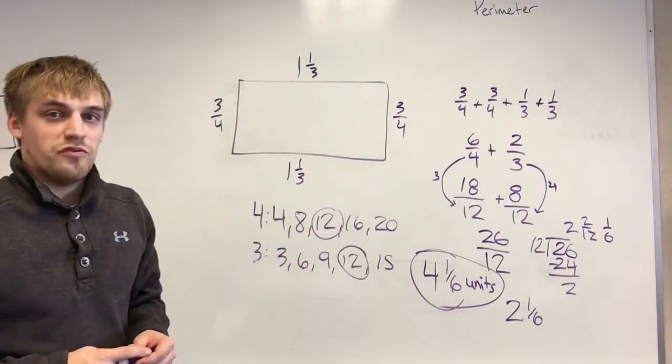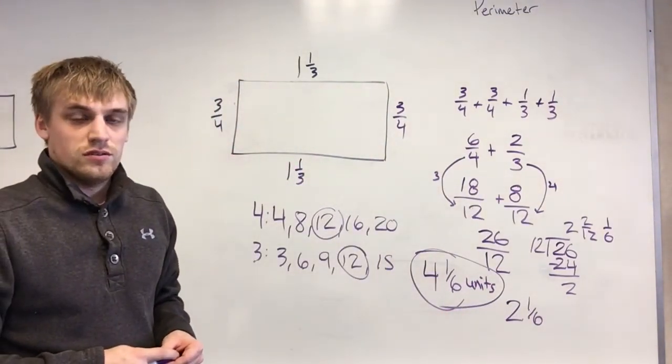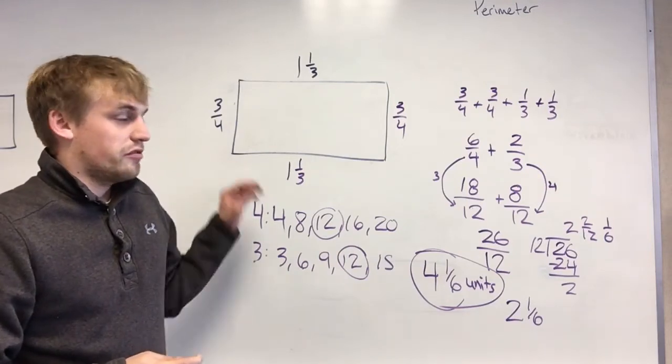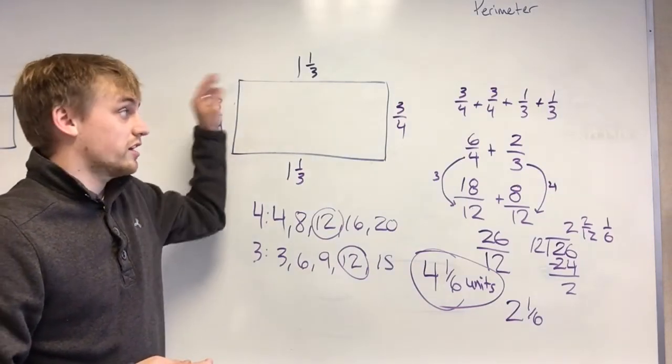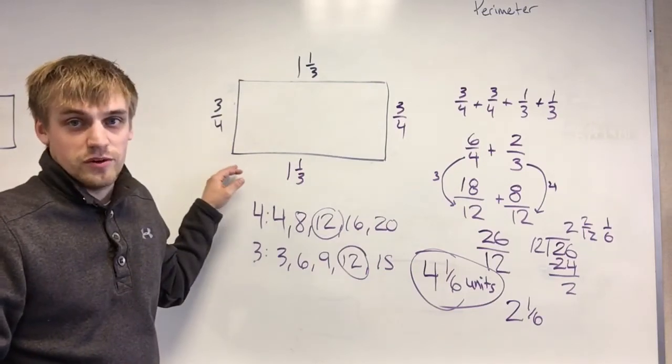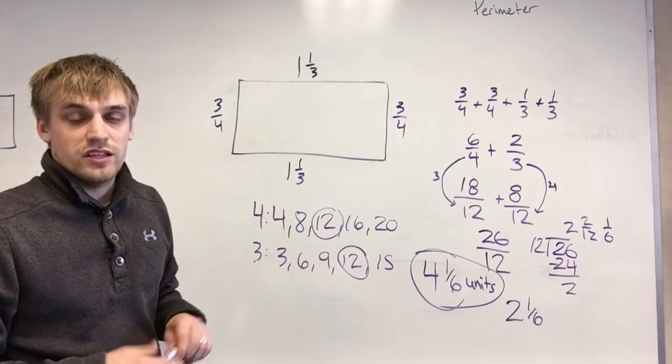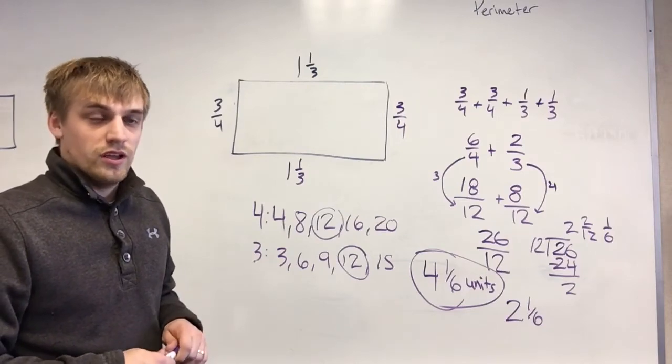So our answer would be 4 and 1/6 units. That's an example of how to find perimeter when the blanks are fractions or mixed numbers. Okay, that's the first thing that you'll see on IXL that's a little bit different when you're doing perimeter.